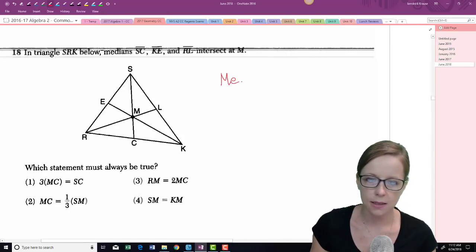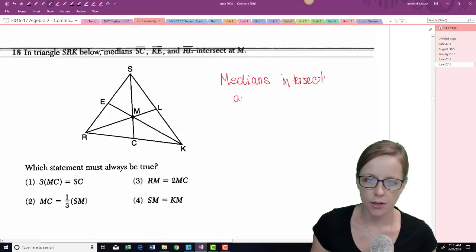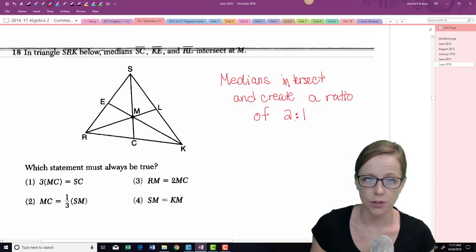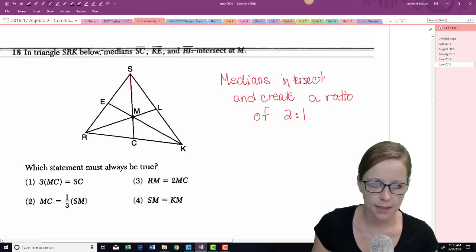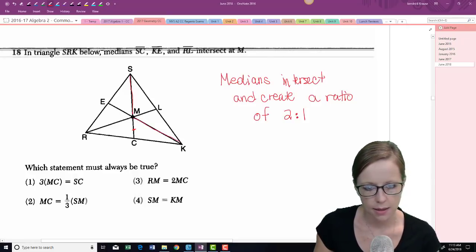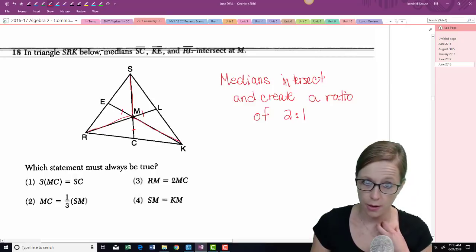Here's what you need to know. The medians intersect and create a ratio of 2 to 1. Okay, 2 to 1. So this is twice this. M to K is twice this. R to M is twice ML. So that's what you had to know.